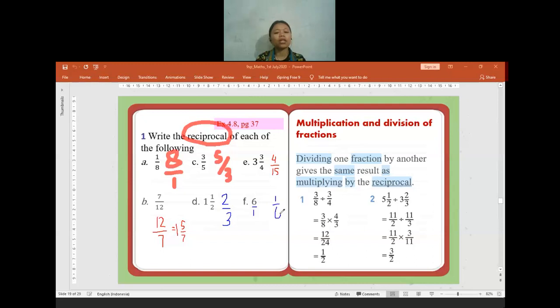If you are getting confused with the earlier one, this is a mixed number. When it is a mixed number, you have to change it into an improper fraction first. So we have to change the 3 per 4 into an improper fraction. So 3 times 4 equals 12. 12 plus 3 equals 15. So the improper fraction will be 15 by 4. That's why the reciprocal will be 4 by 15.